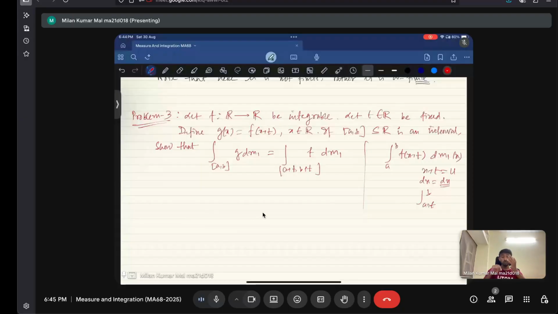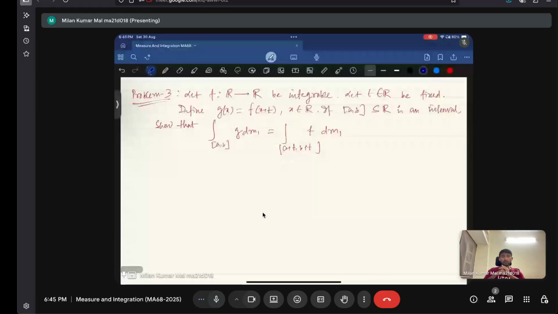If I want to show this, first of all, it will be enough to show it for a positive function, because if the function is real valued, it can be written as f plus minus f minus. Now for a positive valued function, it is enough to show it for a simple function. And to prove it for a simple function, it is enough to show it for a characteristic function. So let's take the characteristic function.